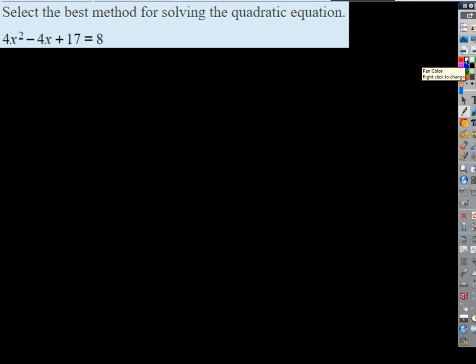What do we always have to do first here? Set it equal to 0. Good, we've got to put it into standard form, right? So we'll subtract 8. That's going to give us 4x squared minus 4x plus 9 equals 0. Okay, is there anything else we can do to simplify that? We're kind of stuck, aren't we? What's the problem?